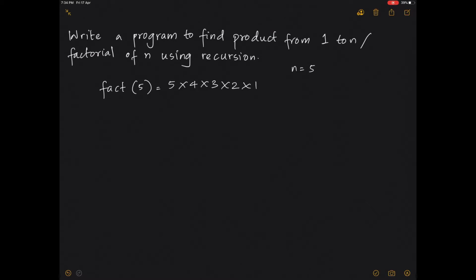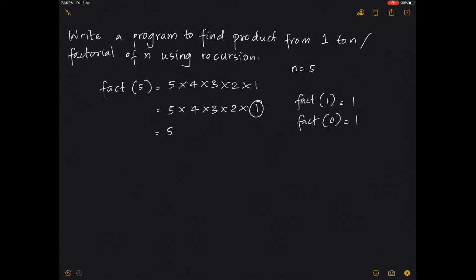Like we did for the sum program, let's shorten this into sub-problems so that it becomes easy for us to solve. Now, 5 into 4 into 3 into 2 into 1. This 1 is a multiplication constant. If you're finding the factorial of 1 or the factorial of 0, we know both the values are equal to 1. So factorial of 1 is also equal to 1. Factorial of 0 is also equal to 1.